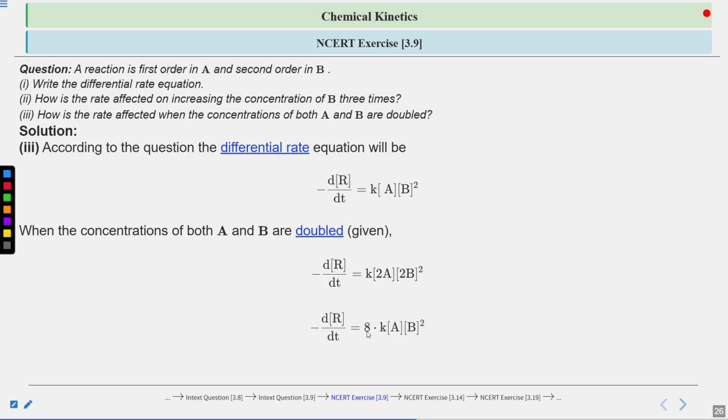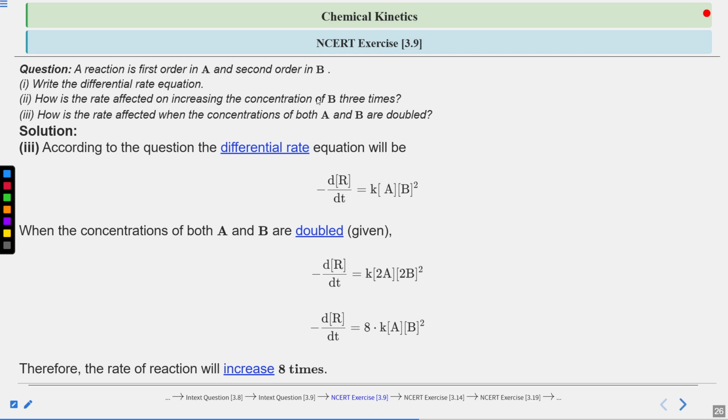You can write it as 8 times, because 2 you can already take out, and 2 square will be 4, and 4 times 2 will be 8. So 8 times k, concentration of A times concentration of B, whole square. That means the rate of the reaction is increasing 8 times. So we have determined the rate equation according to the given question.